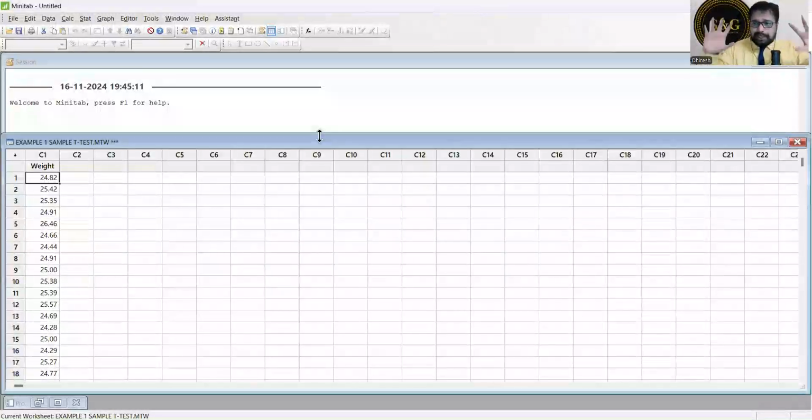Any blank worksheet, just click on Minitab, it will open the worksheet. Okay. Now we'll go for one sample t-test first, or let's start with two sample t-test.